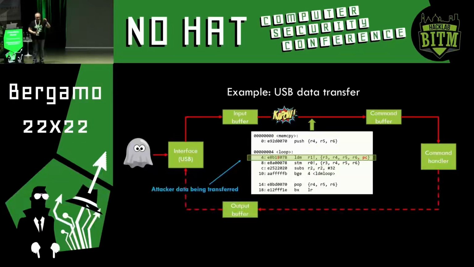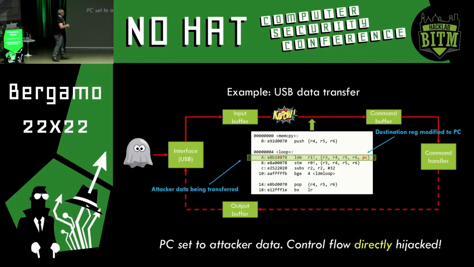This means that the data that is being transferred goes directly into your program counter. So what happens when you transfer something to a program counter? Basically, your PC is set to attacker data, and the control flow is directly hijacked. The continuation of the execution will go from the address that you have set.